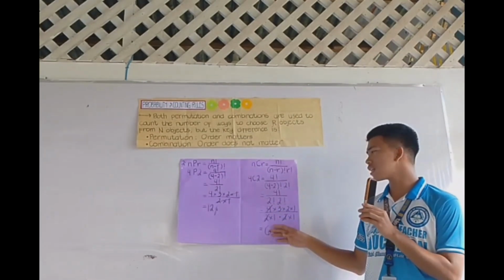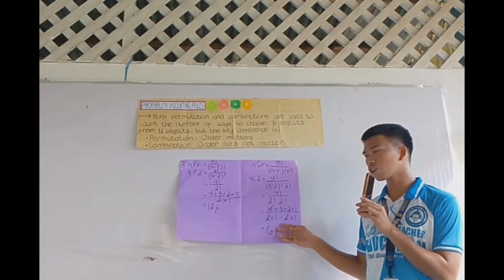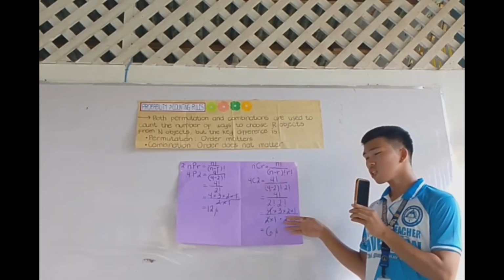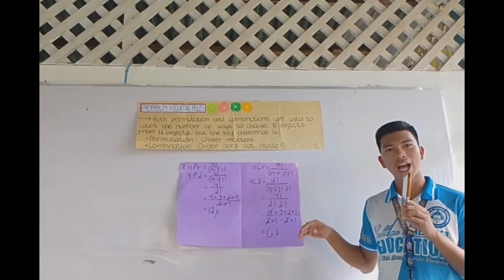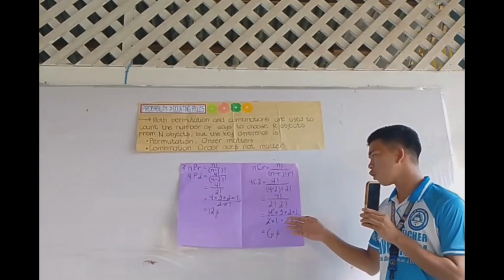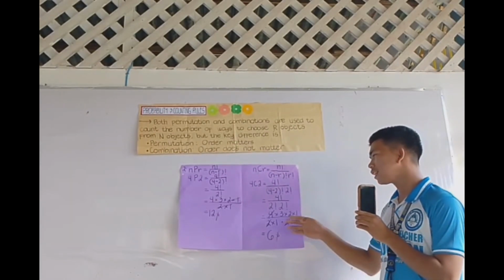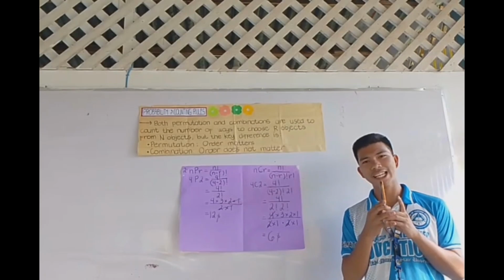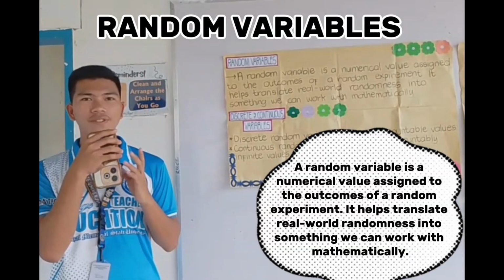So the 4 factorial is 4 times 3 times 2 times 1, and the 2 factorial is 2 times 1, times 2 times 1. So we cancel 4, because in the denominator we have 2 times 2, which is 4, so we can cancel the 4 in the numerator. So we have 3 times 2 times 1, which is equal to 6, so the combination is 6. Next is random variables.